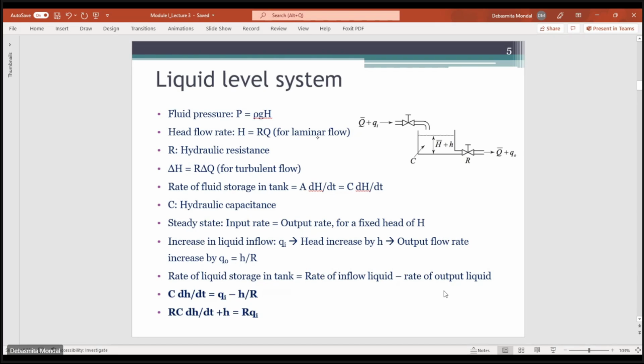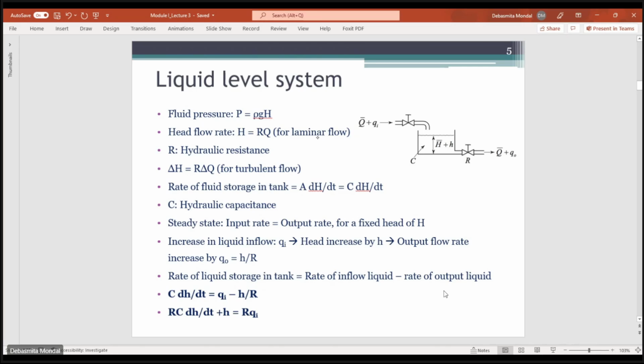So P equals rho g H, and for a laminar kind of flow, if H is the head, then H equals R into Q, where R is defined as the hydraulic resistance, because we are dealing with a liquid level system. Now in case of a turbulent flow, you will have to write the small incremental change in this head and flow rate. So delta H will be equal to R into delta Q.